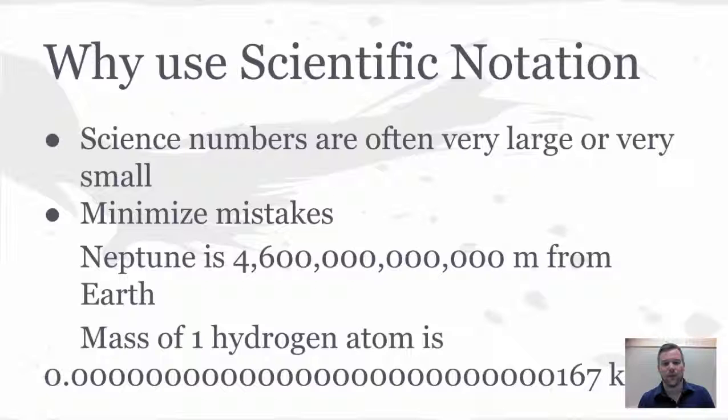And the same thing with the mass of hydrogen. You have to write a lot of zeros before you even start writing non-zero numbers. So that takes a long time to write, and it's easy to forget a zero and then your number is incorrect.